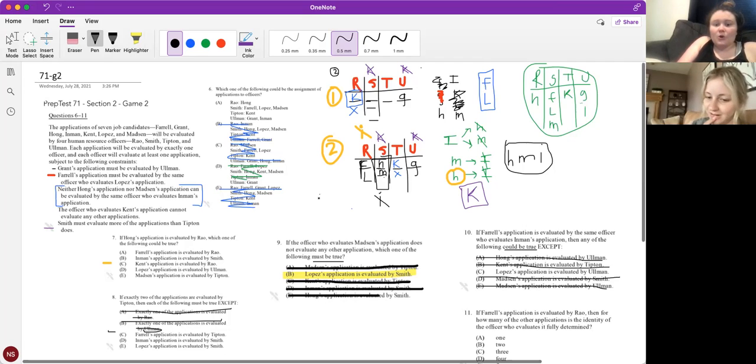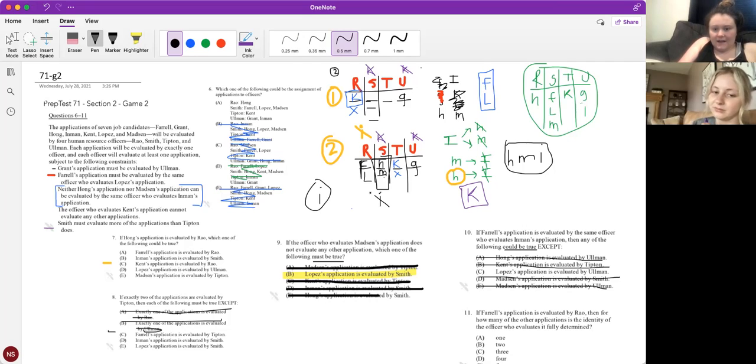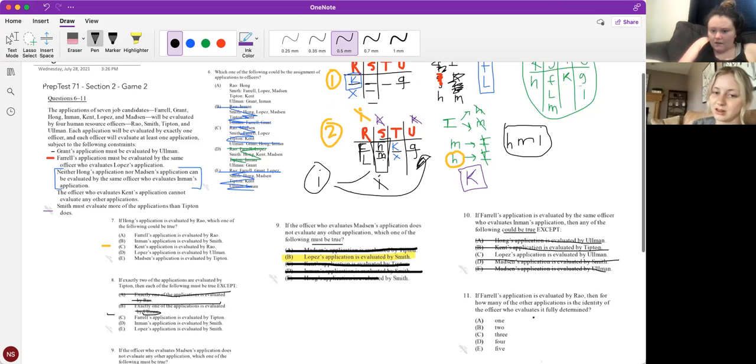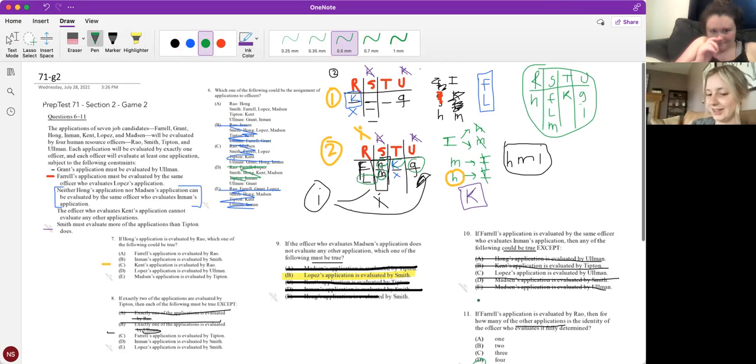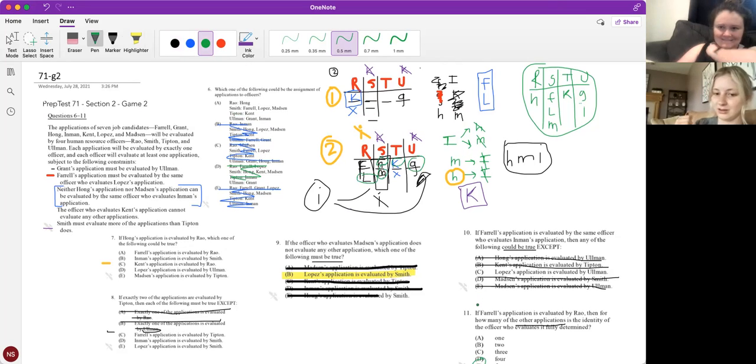Correct. So the only one where we don't know where they go is I, because I could go here or I could go under U or G. So when it says how many of the other applications, a lot of people miss this question because they count F, but really we don't count F, we count how many other. So it's 2, 3, 4, 5. That makes sense. The answer is E. I was just gonna say 6, but you don't count F, so it's 5. And that's how you do that game.